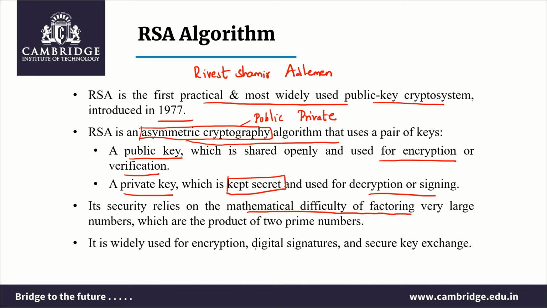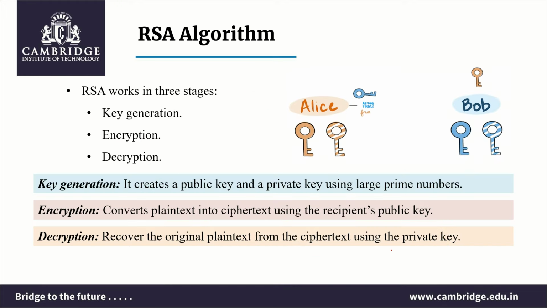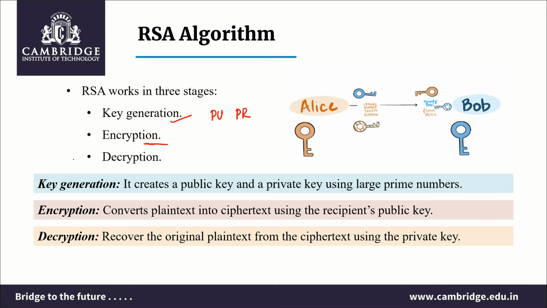Why is the RSA algorithm used? It is used for encryption, in digital signatures, as well as in secure key exchange. When it comes to the stages present in the RSA algorithm, there are three stages. The first step is key generation, where the public key and the private key are generated. The next step is encryption, and then we have decryption. These are the three stages RSA undergoes to perform encryption and decryption.